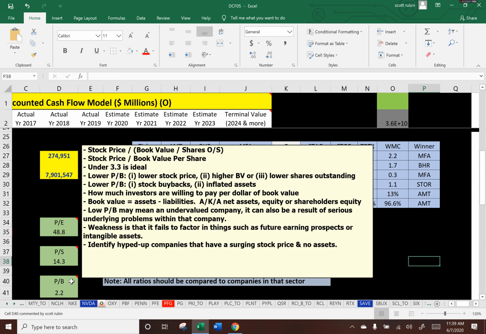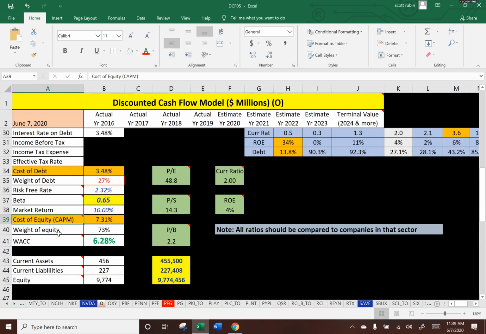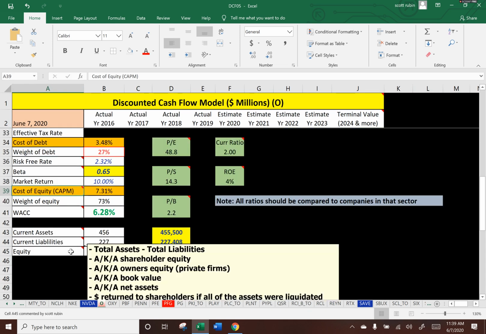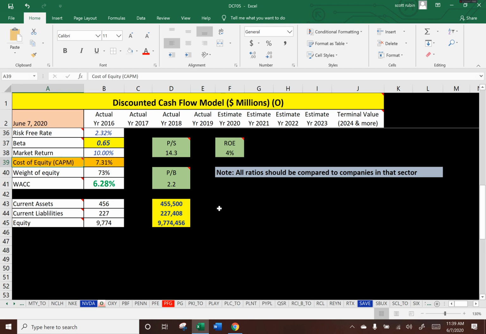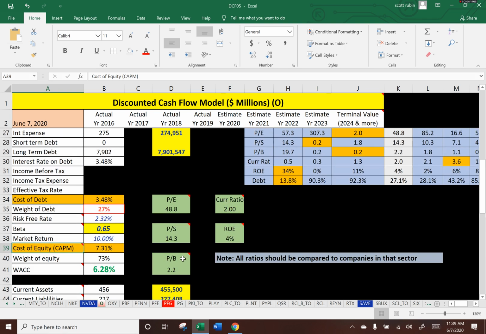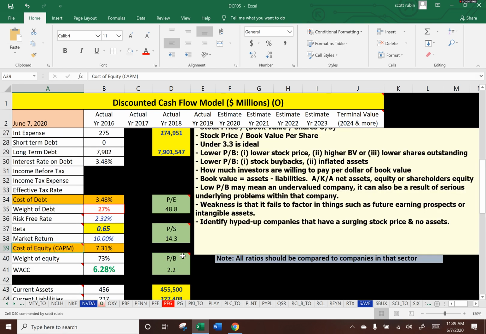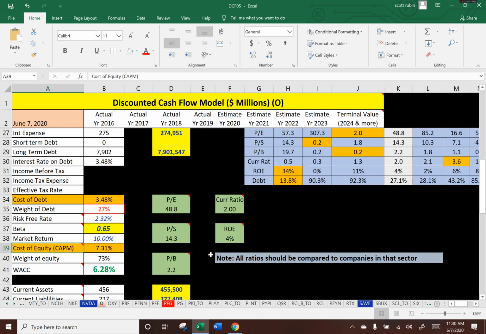This is the stock price over the book value. And the book value is your equity. Equity is your assets minus liabilities. So it's on your balance sheet. It's the value of your company according to your balance sheet. So you could never take a number and say, okay, it's low, therefore it's good, it's high, therefore it's bad, or vice versa. You have to look at the number, then maybe look at other factors as well.